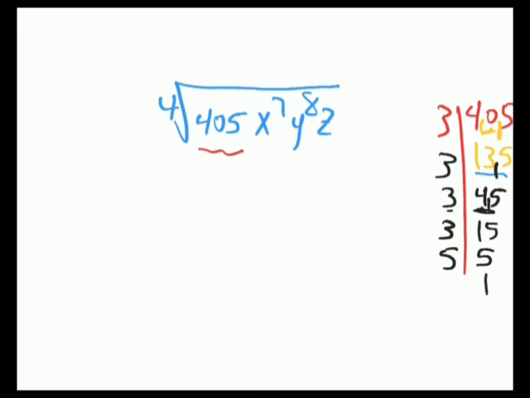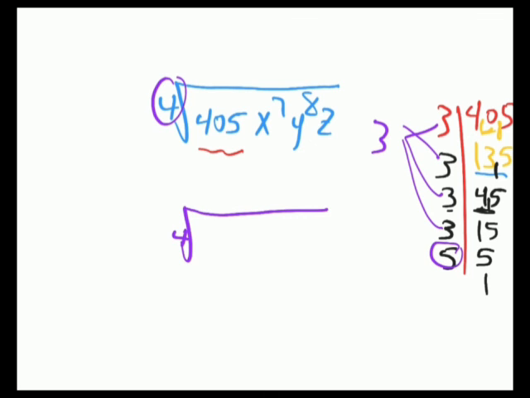And now we will write the answer for the number. And we said we will take a group of 4 because our index here is 4, and this is 3 and the remainder inside is 5. So you get 3 outside and you get 5 inside.